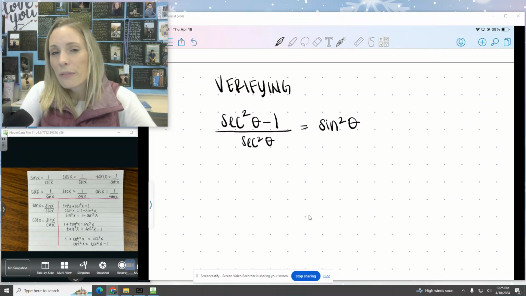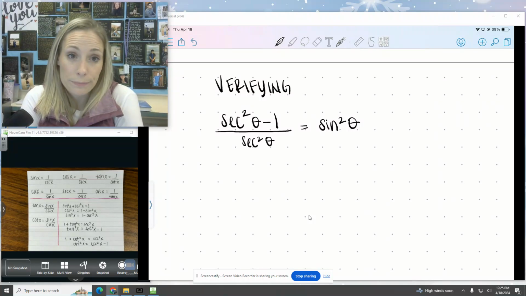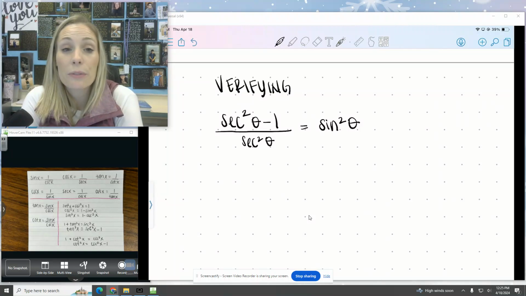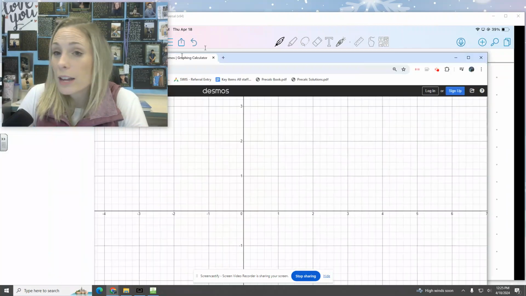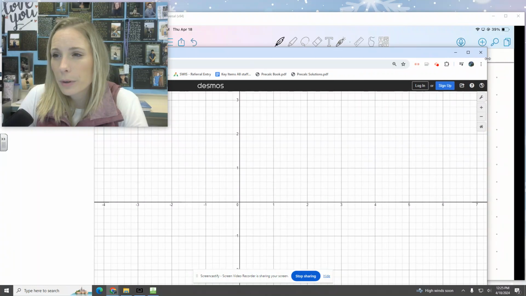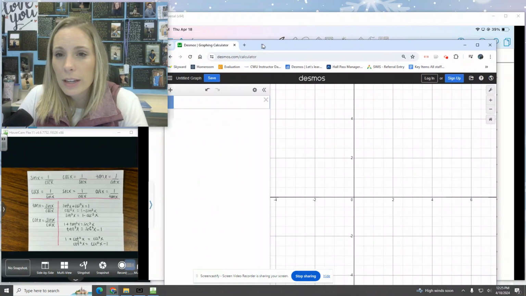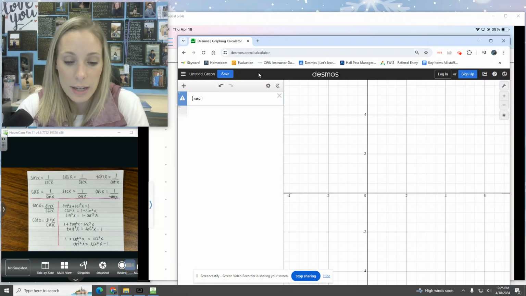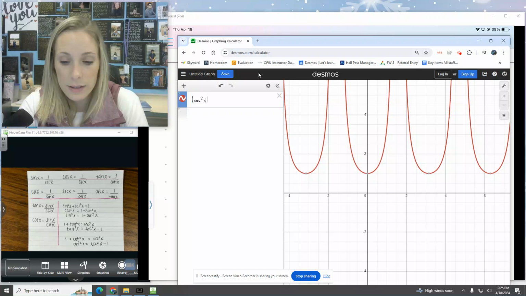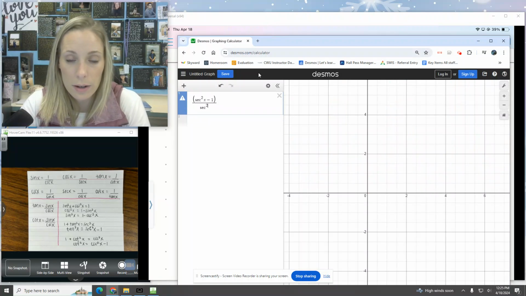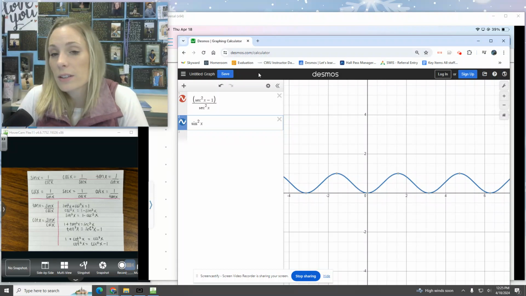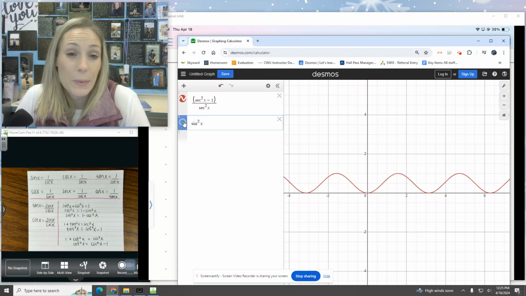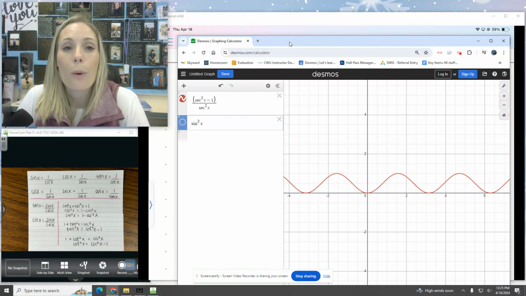Now here's the deal. When you're verifying, you already know that it's true. When it's verifying, it's already proven that it's true. And you could reasonably plug it into Desmos. I want to make this smaller so we can see it. You could plug into Desmos secant squared of x minus 1 divided by secant squared of x. And we are trying to prove that it's the same thing as sine squared of x. It is. It's the same thing. Your goal is to show through algebra why it's the same thing.